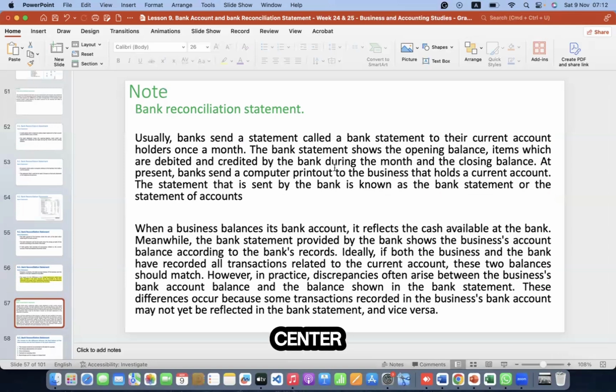Usually, banks send a statement called bank statement to their current account holders once a month. The bank statement shows the opening balance, items which are debited and credited by the bank during the month, and the closing balance. At present, banks send a computer printout to the business that holds a current account. The statement that is sent by the bank is known as the bank statement or the statement of accounts.